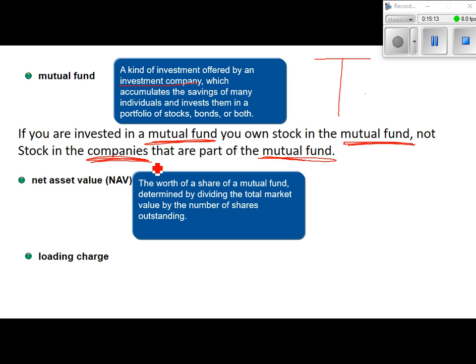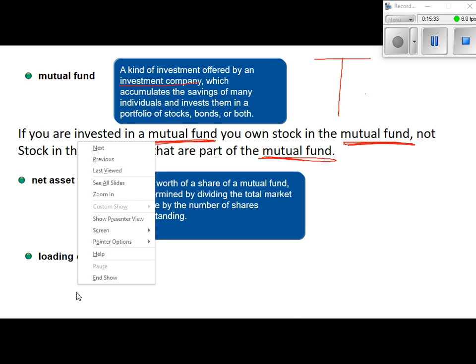Net asset value, the NAV, is the worth of a share of a mutual fund. So that's how much your mutual fund is worth per share. It's determined by dividing the total market value by the number of shares that are outstanding.